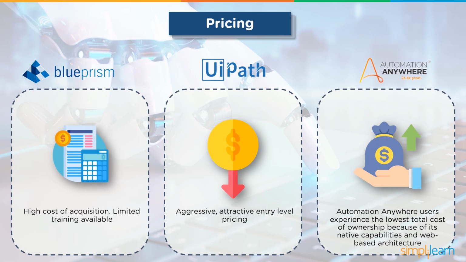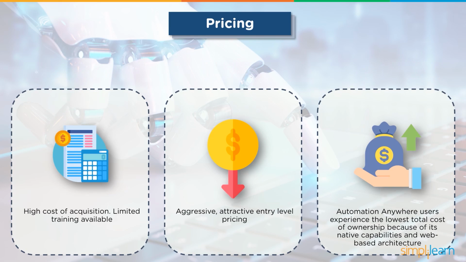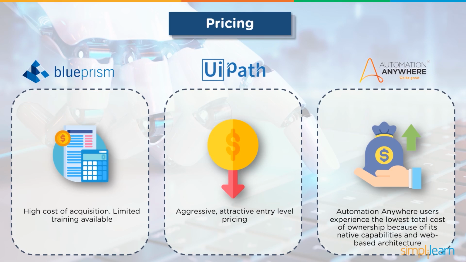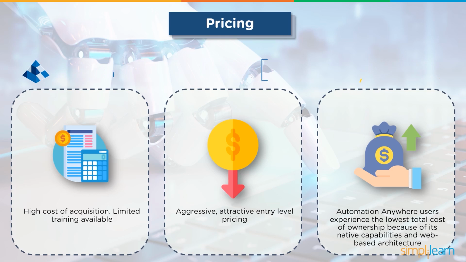Next up is pricing. Blueprism has a high cost of acquisition. It also offers restricted training. UiPath offers effective, pleasant entry-level pricing. Automation Anywhere offers attractive entry-level pricing. Its users also experience the lowest total cost of ownership because of its native capabilities and web-based architecture.